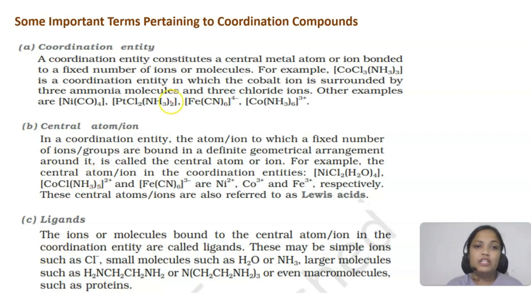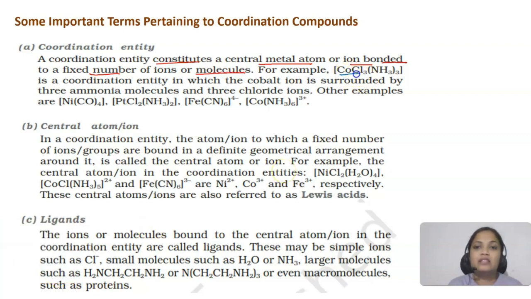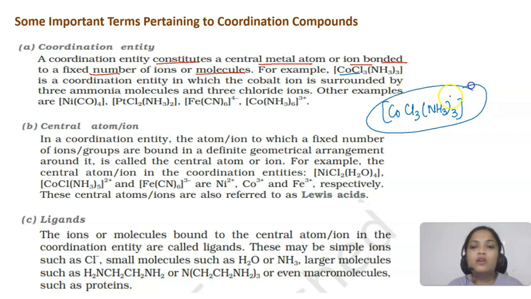Now what is this coordination entity? It constitutes the central metal atom or ion bonded to a fixed number of ions or molecules. Now what does that mean? Here we are having this compound, let's write it, cobalt Cl3 NH3 thrice. So this whole thing is a coordination entity. It is talking about the cobalt ion which is surrounded by 3 ammonia molecules and 3 chloride ions. So this whole coordination entity is written in square brackets.